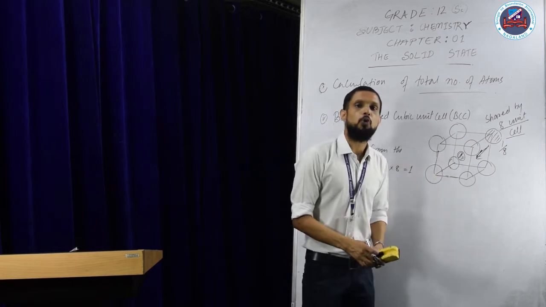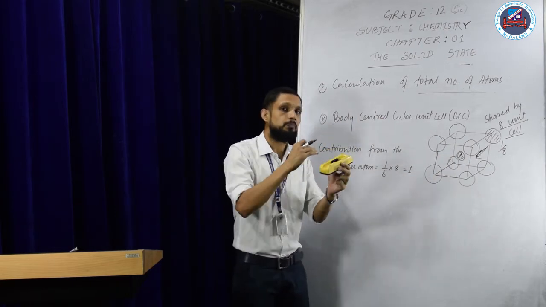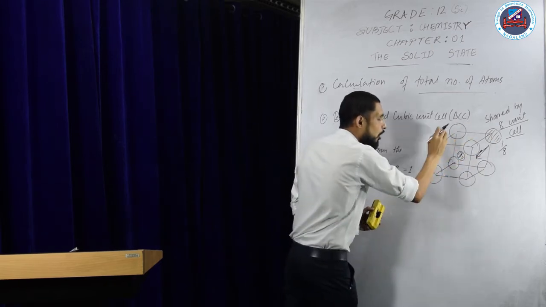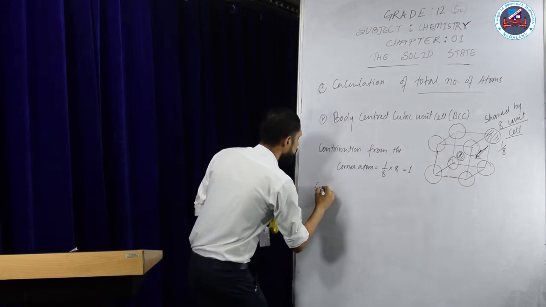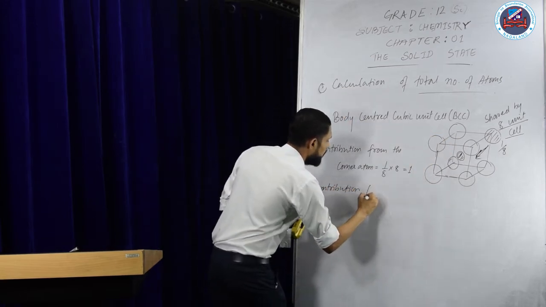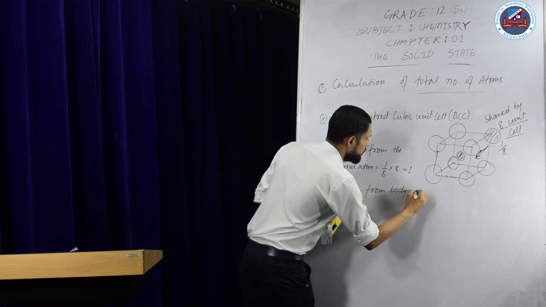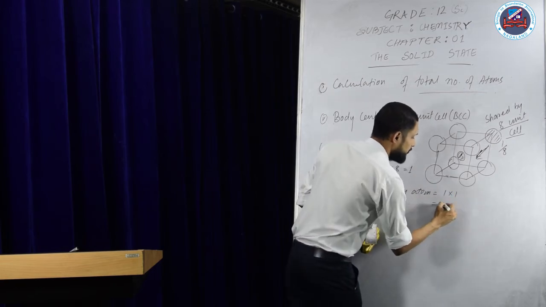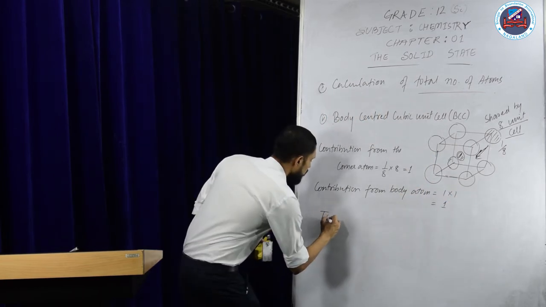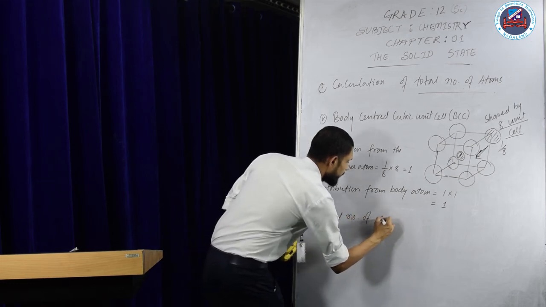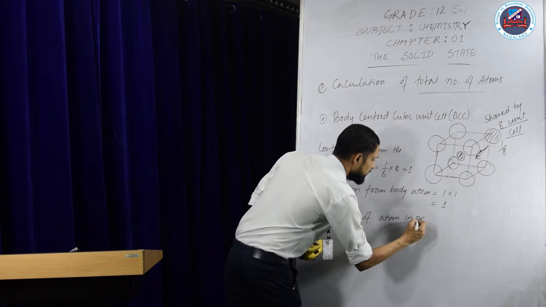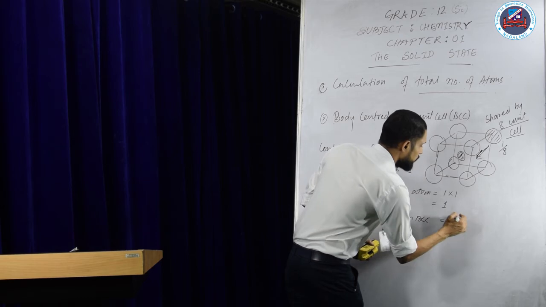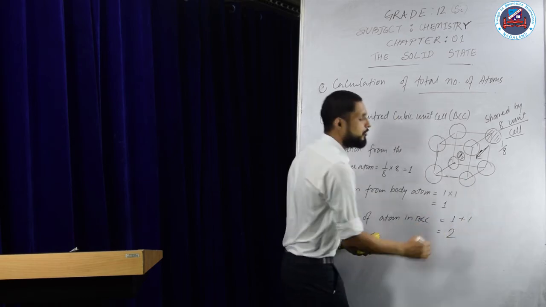Now here we also have the body atom. If the atom is present in the body, it's not shared by any other unit cell. So the whole atom will belong to this particular unit cell. So the contribution from the body atom is equal to 1. And since you have only one body atom, 1 multiplied by 1 is equal to 1. So now, the total number of atoms in BCC is equal to 1 from corner plus 1 from the body. So the total number of atoms is equal to 2.